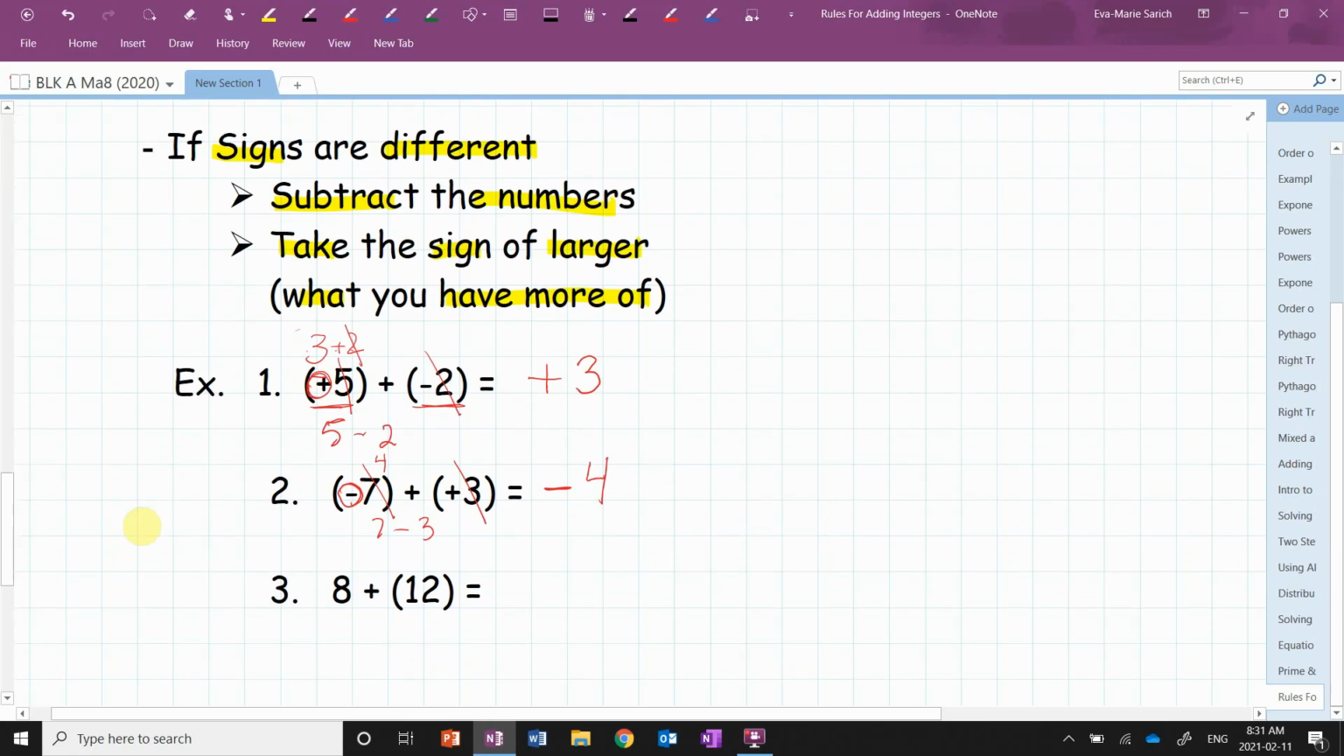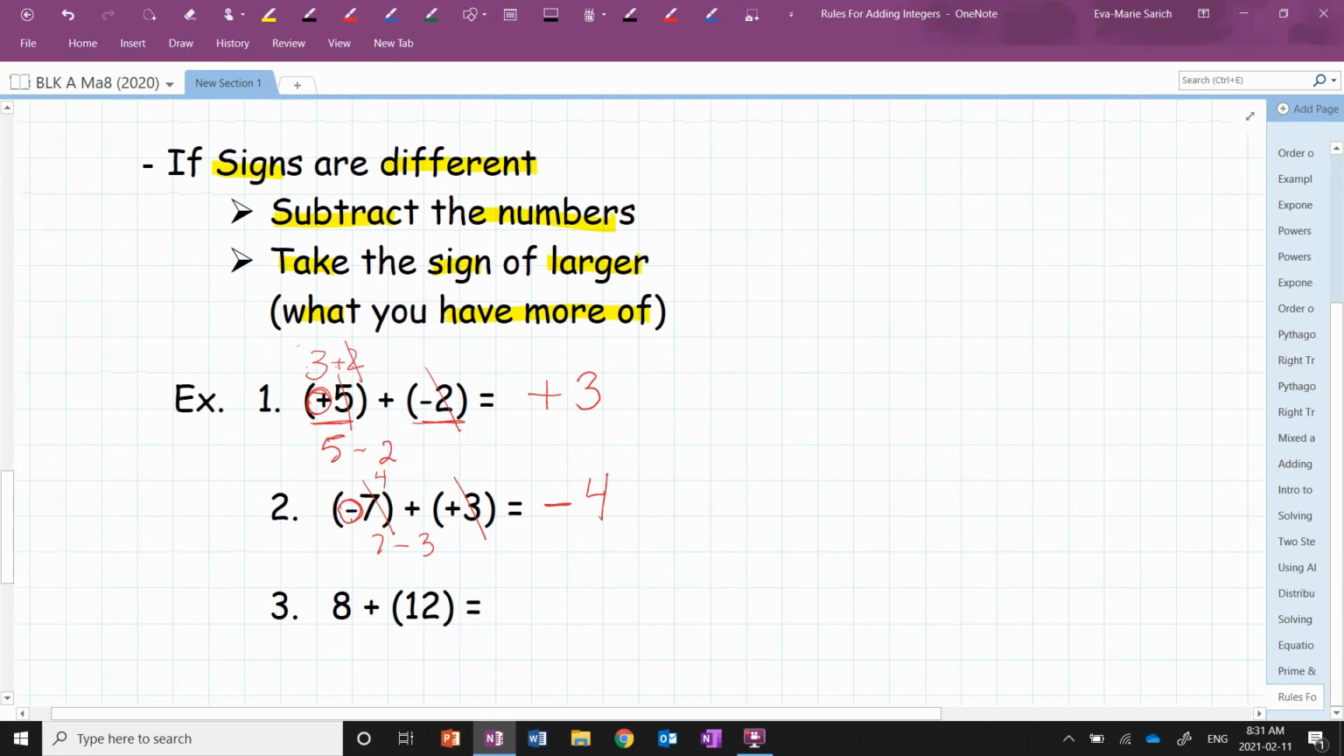Okay? Let's go to a third example. Now, I wanted to actually put a negative sign in here, because it needs to be different. Sometimes on our examples or on our questions, we don't have a sign on a number. So we have to remember, if there's no sign, what is it? It is positive. We assume it is positive.